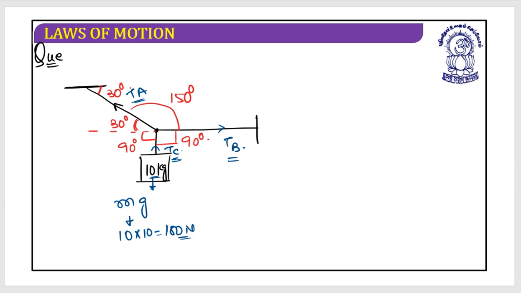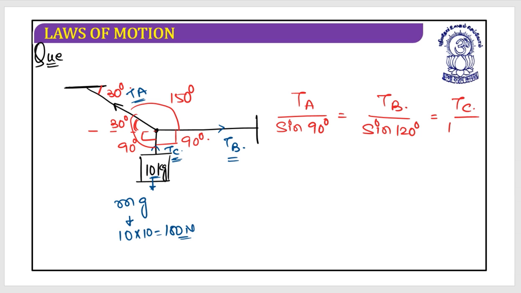So now let's write down Lami's theorem. Lami's theorem can be written as TA divided by sine of 90 degree is equal to TB divided by sine of this complete angle, which is 30 plus 90, that is 120 degree. That should be equal to TC divided by 100. Is it clear? Now TA divided by sine 90 could be written as 1.